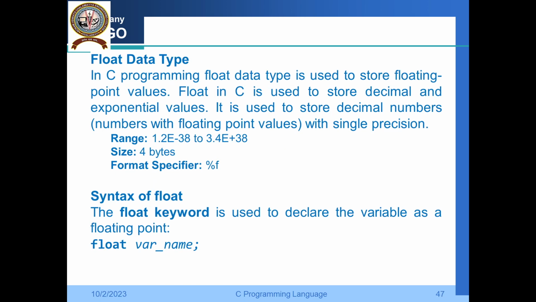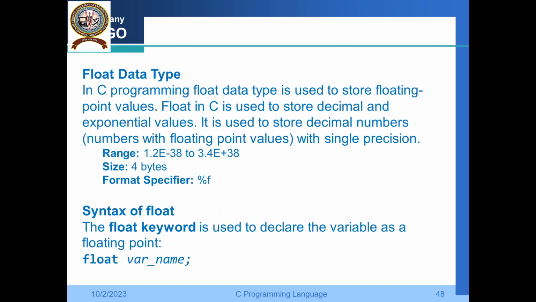Next is the floating data type. In C programming, the floating data type is used to store floating point values, and float in C is used to store decimals. I told you that initially we are going for integer, we cannot store the decimal. Here we can store the decimal values or the exponential values. It ranges from 1.2e-38 to 3.4e+38, right? Size is 4 byte. 4 byte means 32 bit, and format is %f. For syntax you can write float, space, the variable name, right?